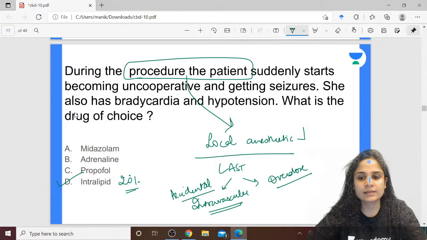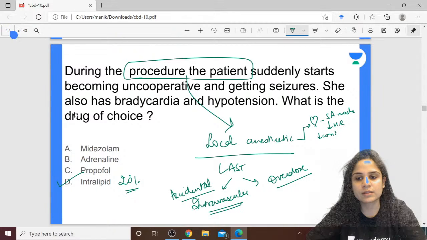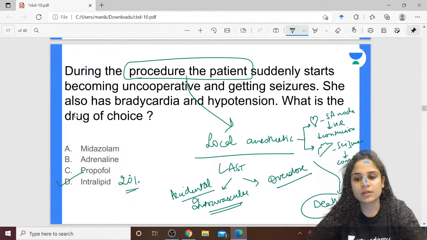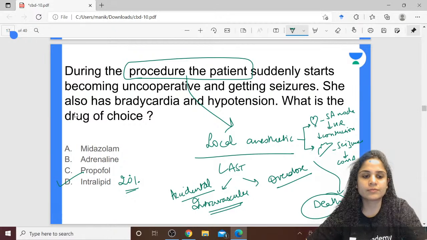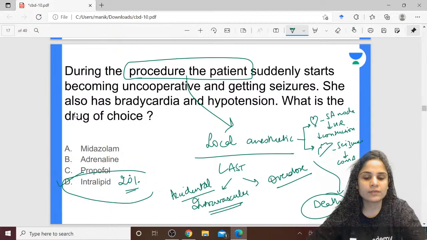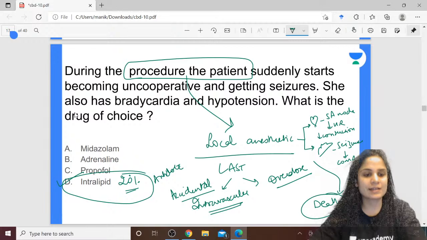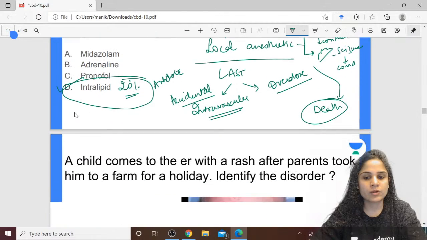So what happens when you have excessive local anesthetic? It will go to your heart, it will act on your SA node, and it will cause a fall in heart rate and reduced conduction. Second thing that it does is, other than the heart, it also acts on your brain, and it will initially cause seizures and later lead to coma, and overall the entire thing can lead to death of the patient. So how do you prevent the death of the patient in case of local anesthetic systemic toxicity? You give the antidote, 20% intralipid. It will absorb all the excessive local anesthetic that is there in the body and it will save the patient. Alright? Okay.